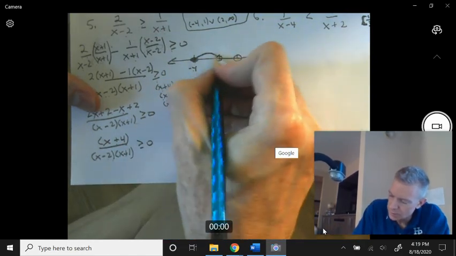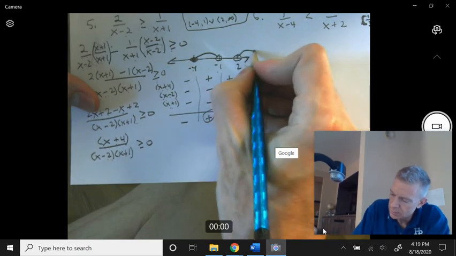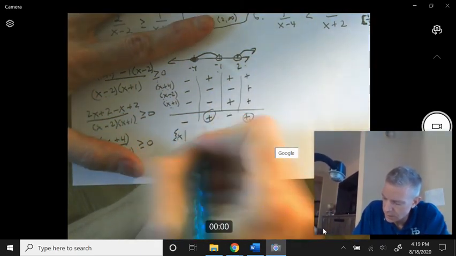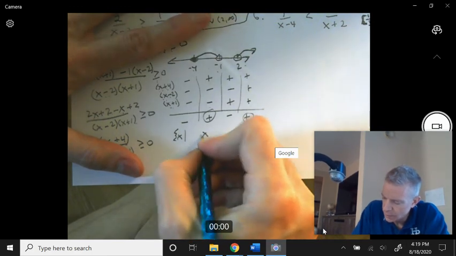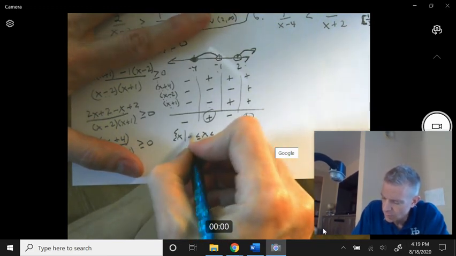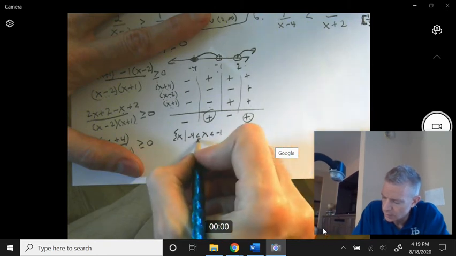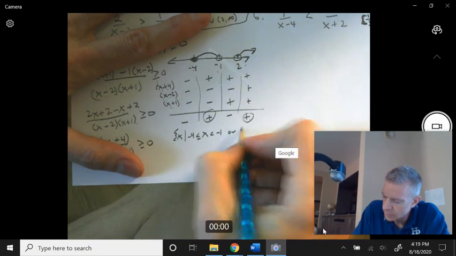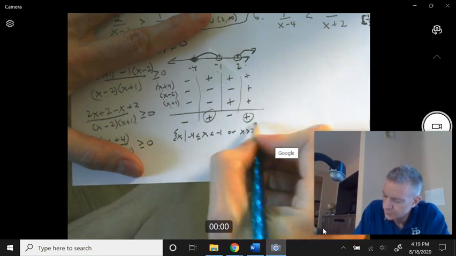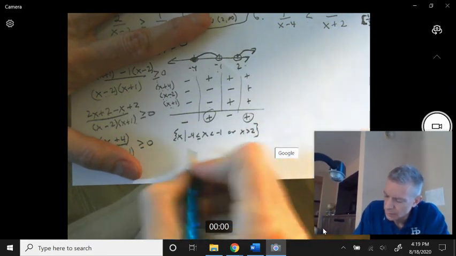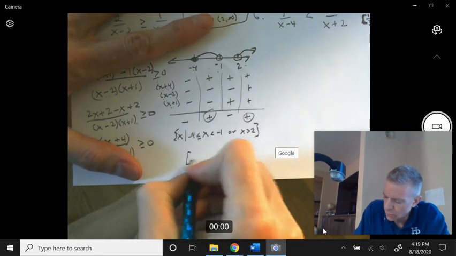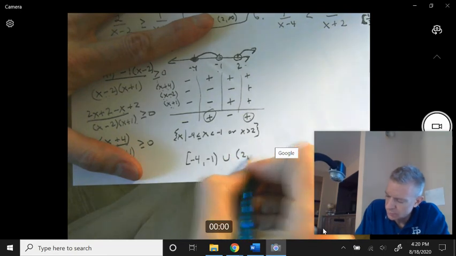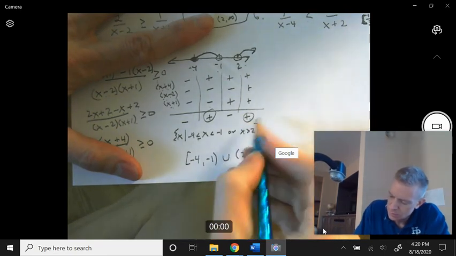So here's our solution on the number line. The set of all x such that x is between -4 and -1. Notice I'm including the -4, but don't include the -1. Or x is greater than 2. The interval notation would say -4 to -1, union with 2 to infinity.